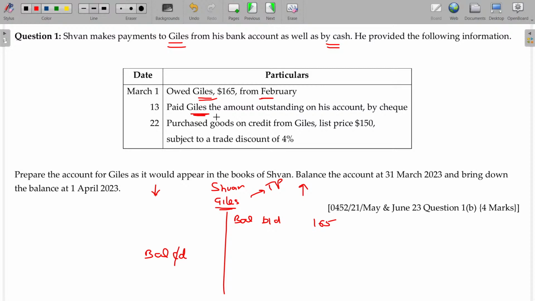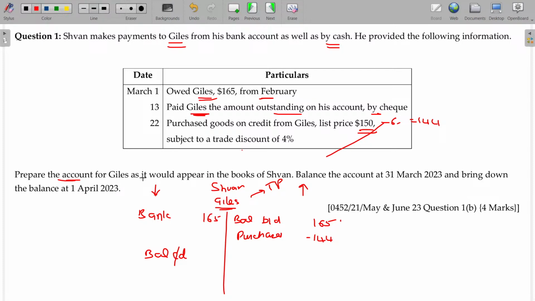Paid Gillies the amount outstanding on his account by check. This amount is paid by check. It reduces the payables to him. And purchased goods on credit from Gillies, list price 150, subject to trade discount. Trade discount should always be subtracted. 4% on this being how much? 150 into 4%, 6 rupees should be subtracted. 144. So purchases should be posted here, purchases being 144, and payment being 165.